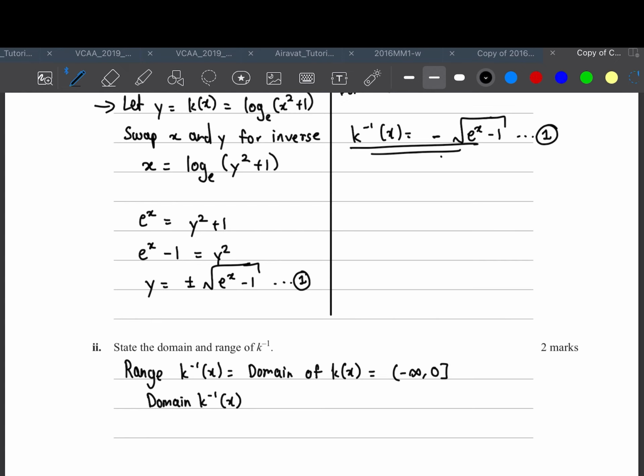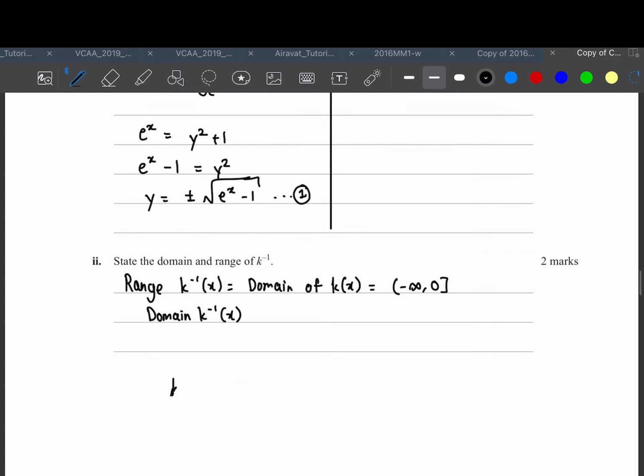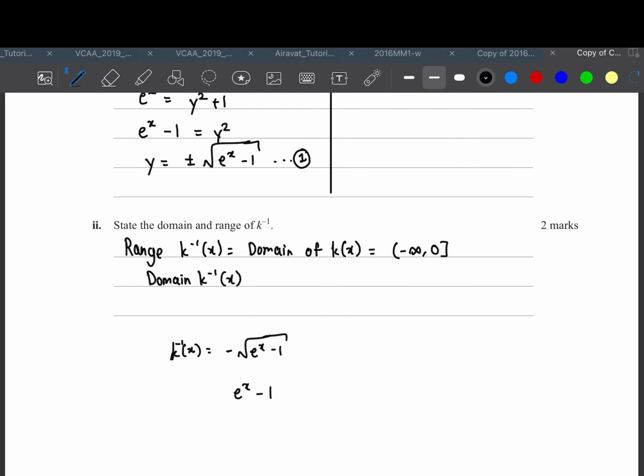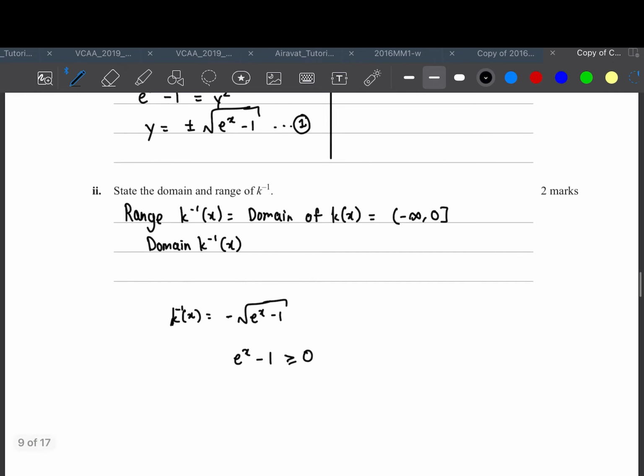We know that k inverse of x is going to be negative square root of e to the power of x minus 1. Now again, as I mentioned previously, e to the power of x minus 1 has to be positive or 0. It cannot be negative or things get a bit weird. So now we just have to solve for this inequality and make x the subject to get our domain. So let's do that. e to the power of x is greater than or equal to 1.